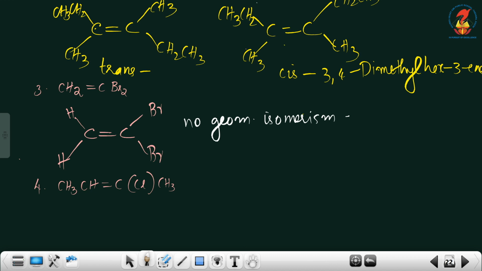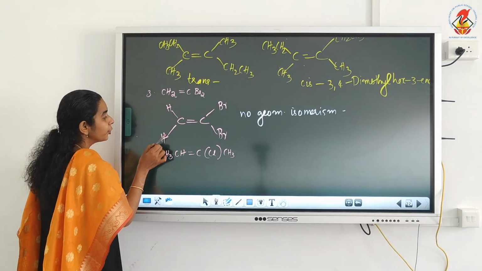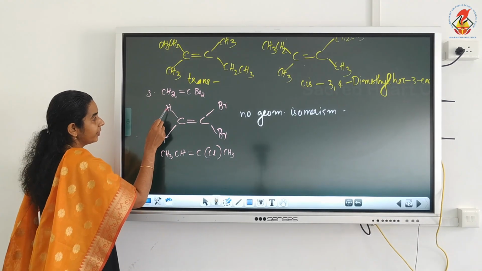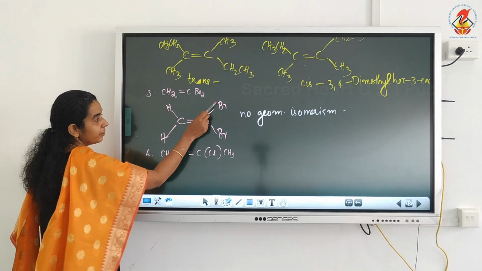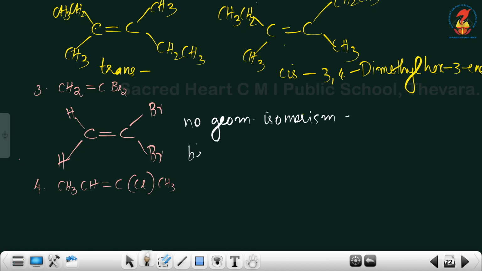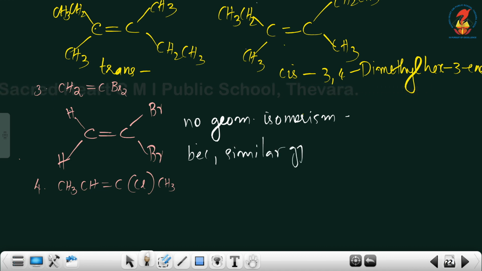And what is the reason for no geometrical isomerism? Because similar groups are present on the same carbon atom. So here 2 hydrogens on the same carbon, 2 bromines on the same carbon. So the reason is similar groups on the same carbon.